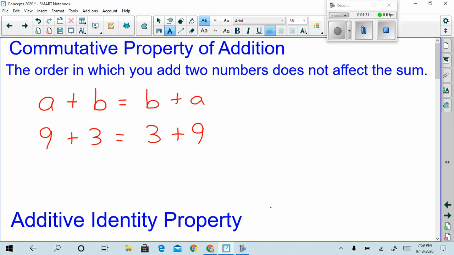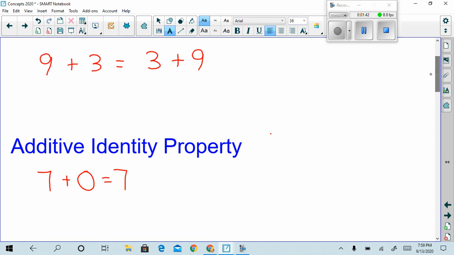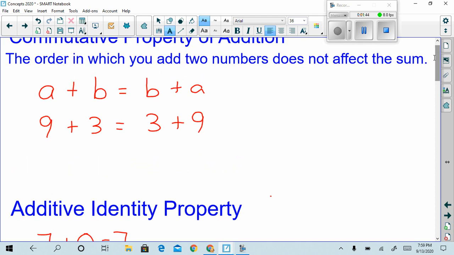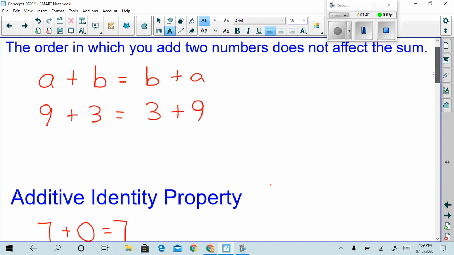We start off with commutative property of addition, which simply tells us that the order in which we add 2 numbers does not affect the sum. A plus B will equal B plus A. The second property is the additive property of identity. It tells you that when you add a number, which is 0, your answer will be that number. Nothing changes.